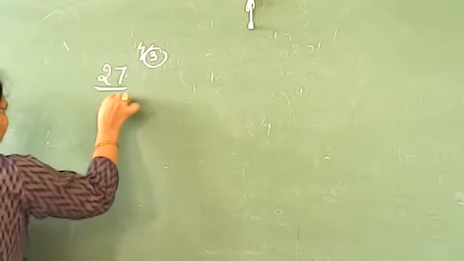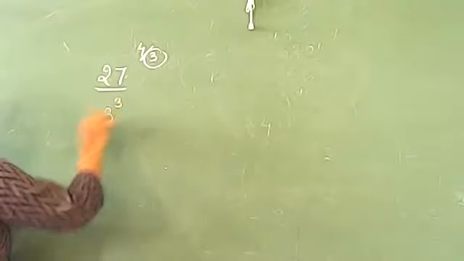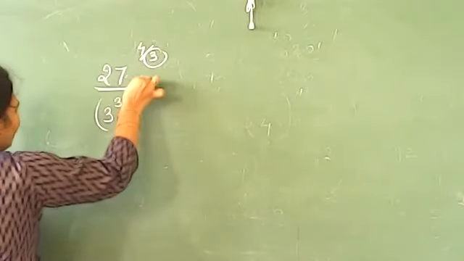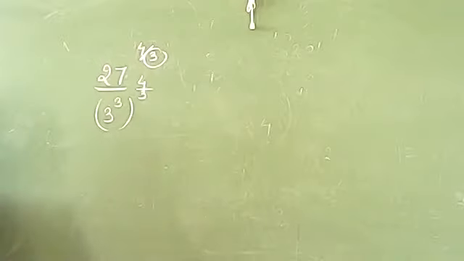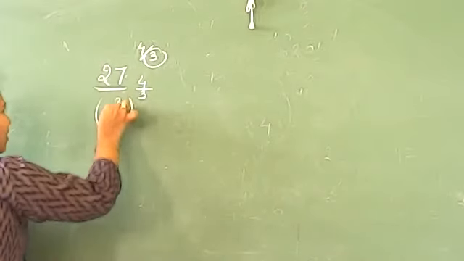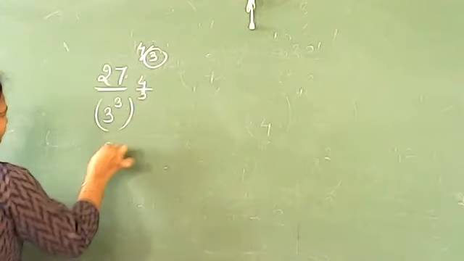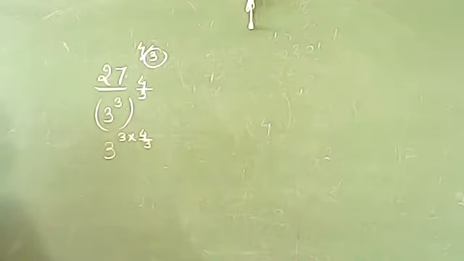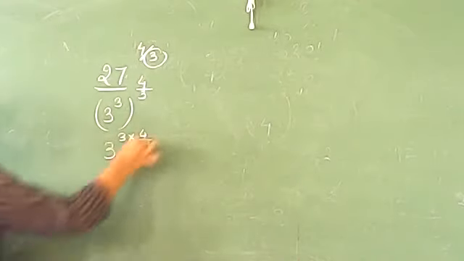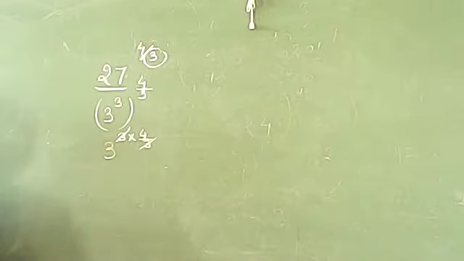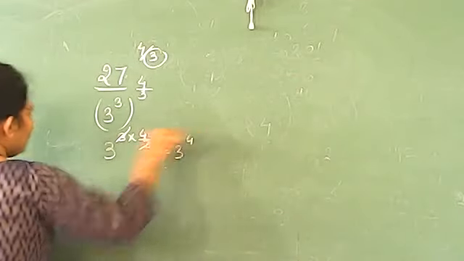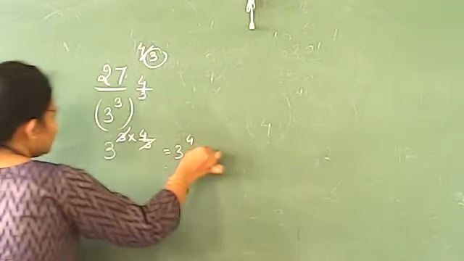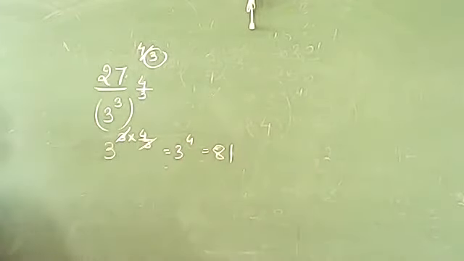27 we can break as 3 to the power 3. The power 4/3 was already there, so let us have this. You know that power of power means the powers get multiplied. So the 3 and 3 get cancelled, and here we have only 3 to the power 4. And 3 to the power 4 is 81. Fine, and simple.